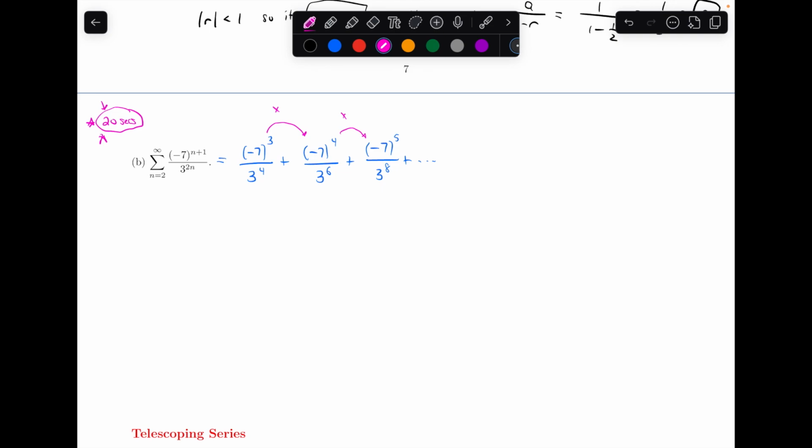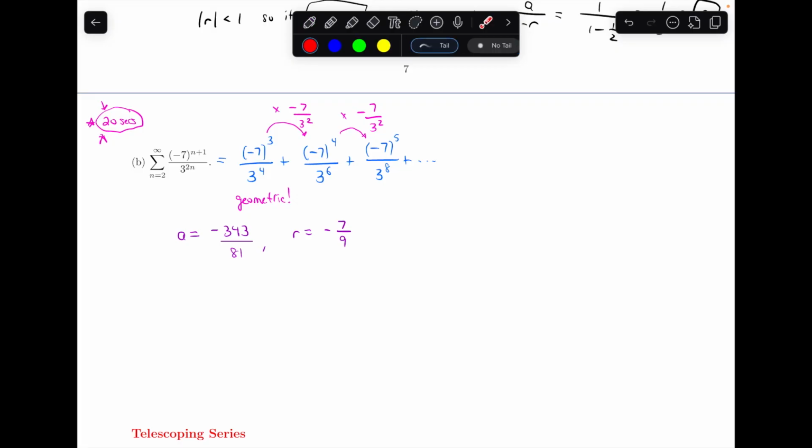So it is geometric because to get each subsequent term, I multiply the previous one by negative 7 on the top and then 3 squared on the bottom. Same thing here. I multiply by negative 7 on the top and then 3 squared on the bottom. So this is geometric. My first term, a, is this thing right here. So I can work out what that is. Negative 7 cubed is negative 343, so negative 343 over 3 to the 4th, that's 81. And my common ratio r is negative 7 over 9.